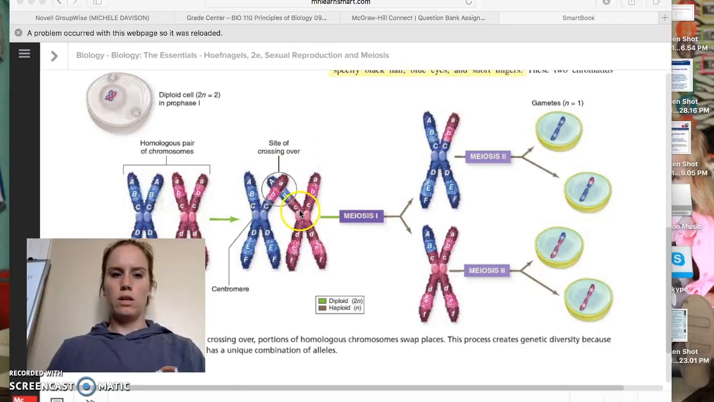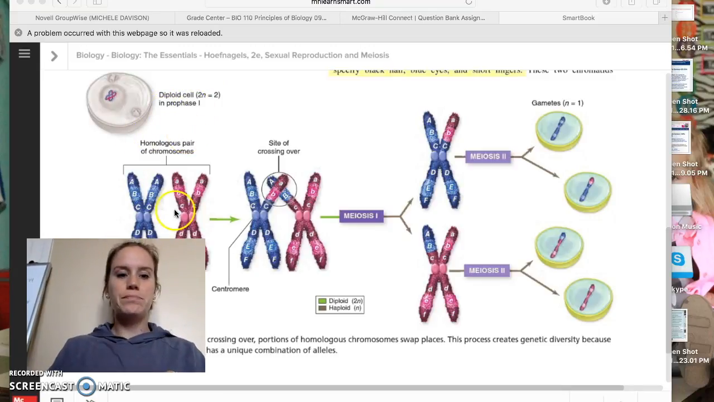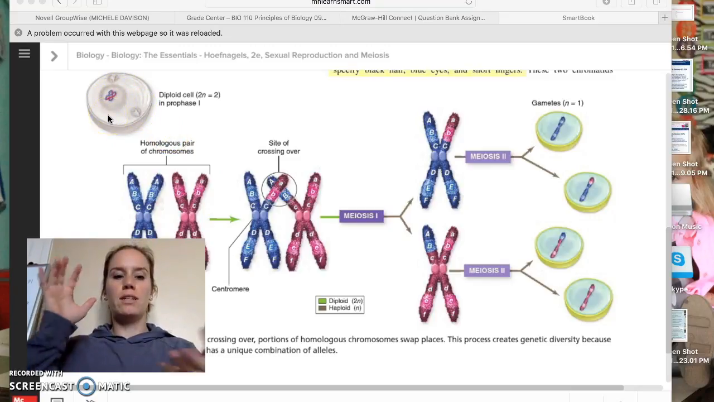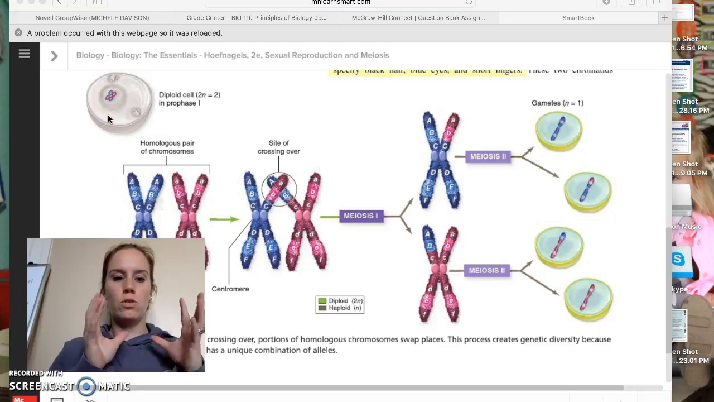Okay guys, so let's look at crossing over. Crossing over is going to occur in prophase 1. I said in the last video metaphase 1, so I apologize. Prophase 1. This is where the chromosomes are condensing and becoming visible, and they're coming together and they're going to start to kind of cross over.